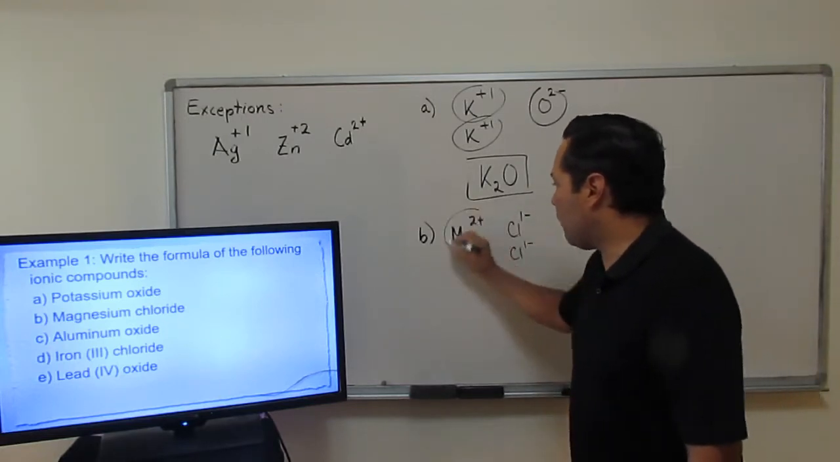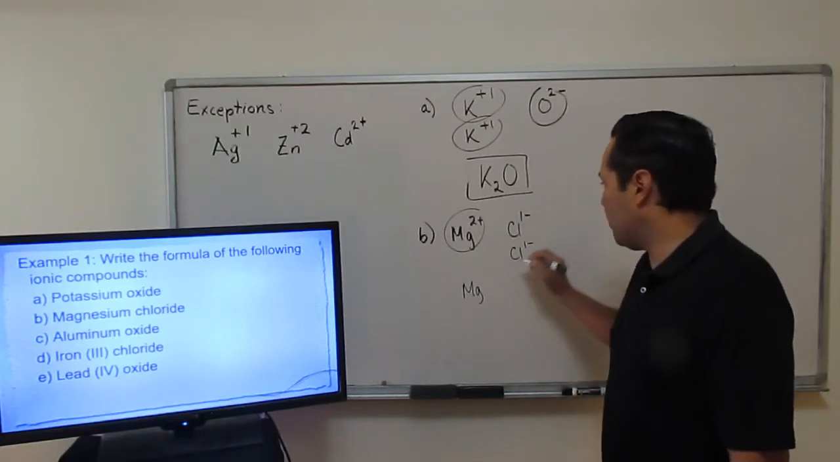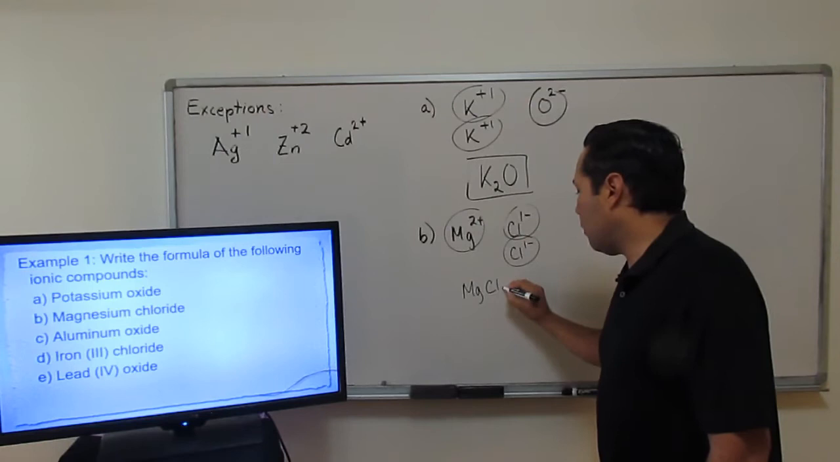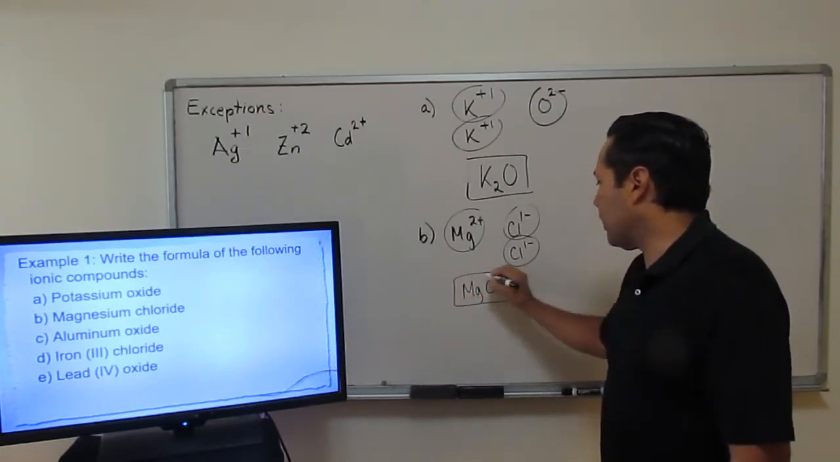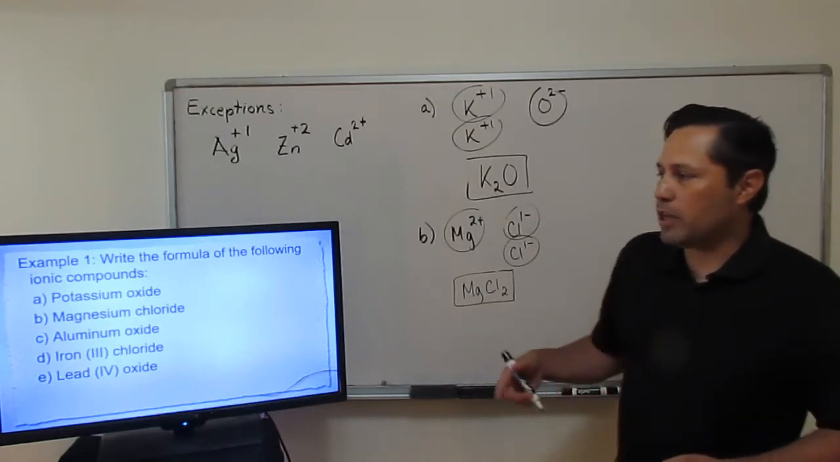So how many Mg's do we have? Well, there's only one of them, so Mg with a 1, but we don't write that down. How many chlorines do we have? 2 of them. So just write Cl with a small 2 right there. And there you have it. Let's move along to the next one.